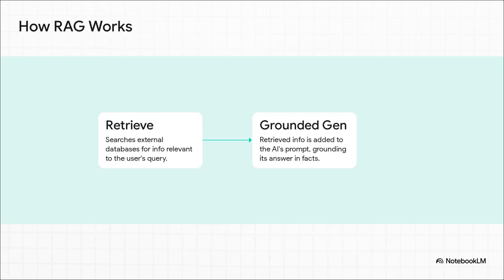And how it works is actually pretty straightforward, but incredibly powerful. So when you ask a question, the system first goes out and retrieves all the relevant info from its connected databases. It finds the right documents. Then it takes that fresh, factual info and stuffs it right into the prompt it gives the AI. This is what we call grounding the AI. It's giving it the exact, real-world context it needs to give you a smart, accurate answer.